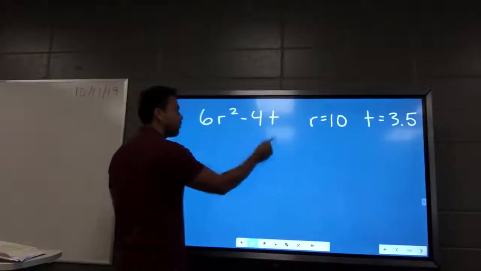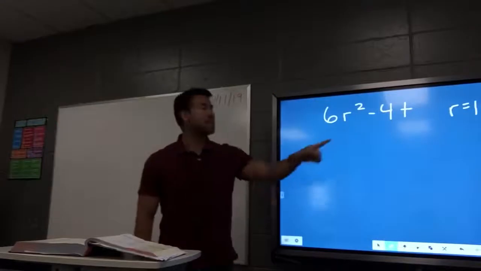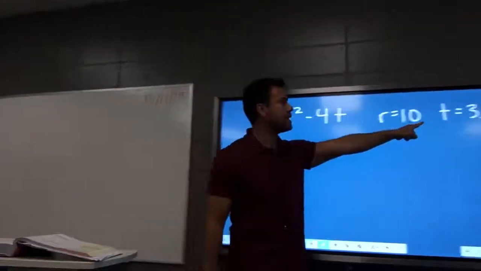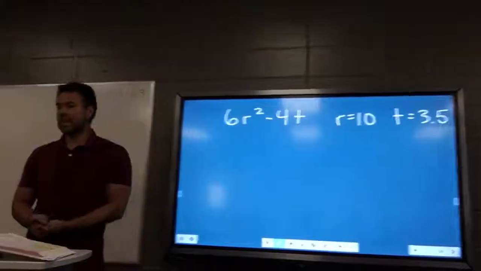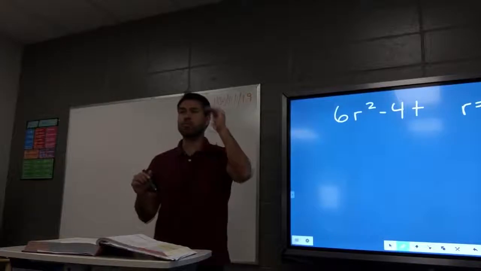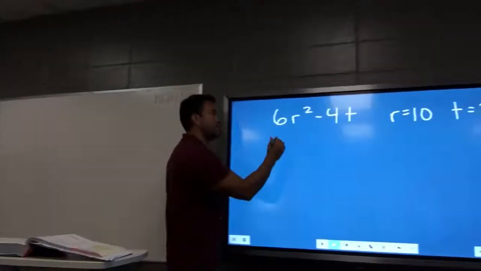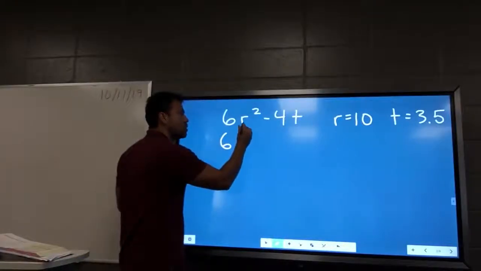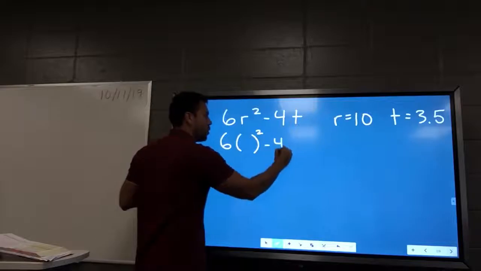6r squared minus 4t. Okay, that's your second expression. And I said that r equals 10 and t equals 3.5, okay? You are not just going to give me the final number and say, yeah, I got it. You're going to justify it for me. You're going to prove to me that what you say is the actual number. So all you have to do is say 6 times r squared, okay? 6 times r squared minus 4t.